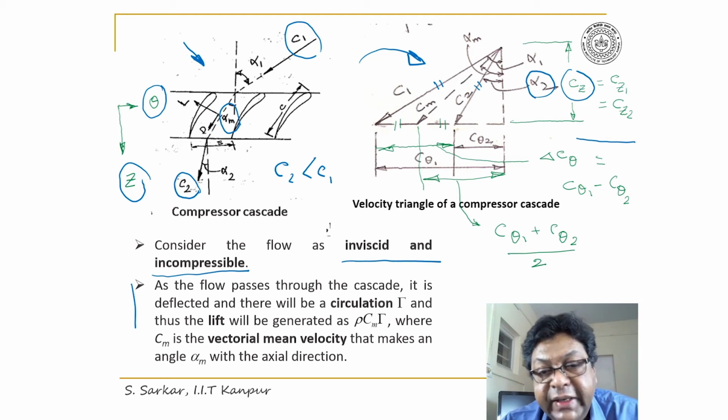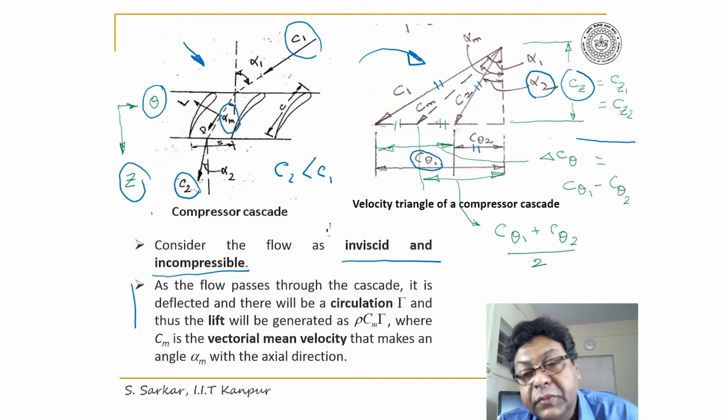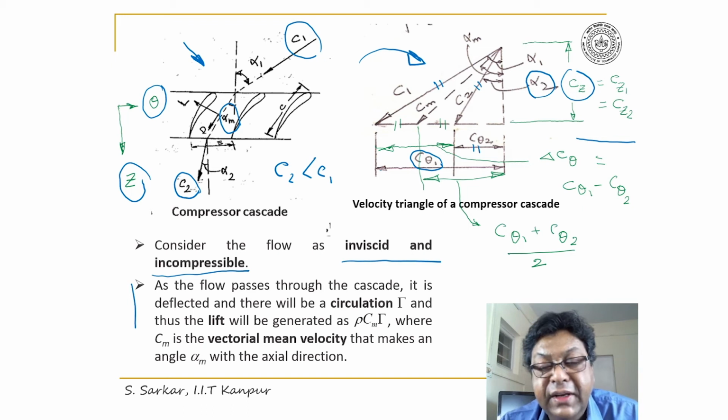Similarly, C theta is the tangential component, so I have indicated here C theta 1. This line segment is C theta 1. I have indicated here C theta 2. C theta 2 is the tangential component of C2.